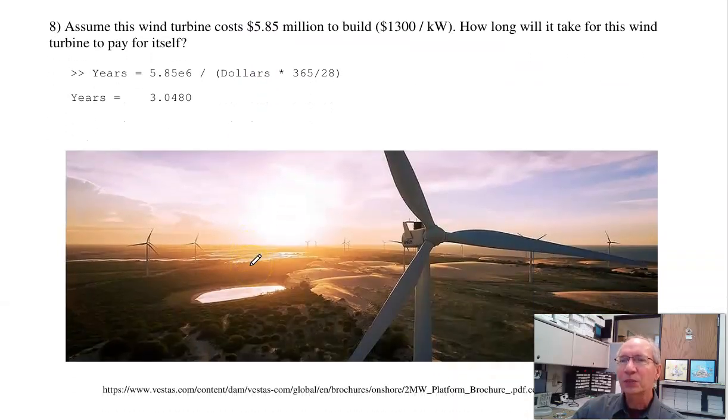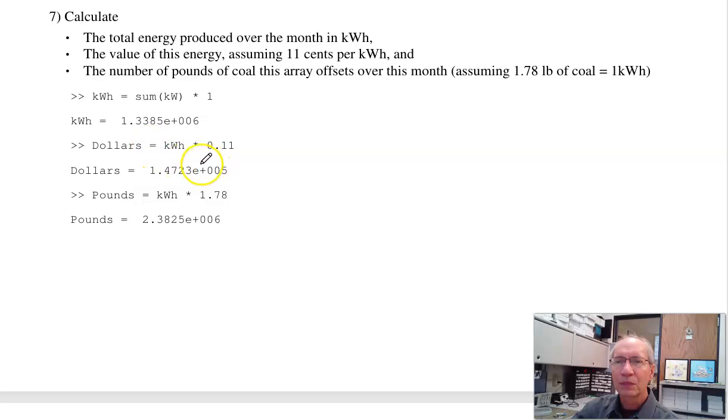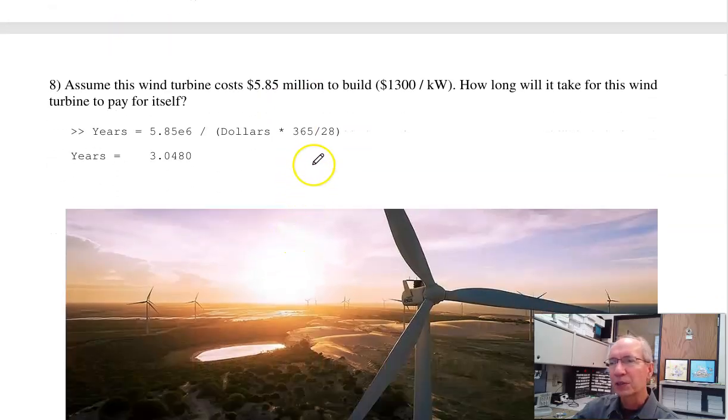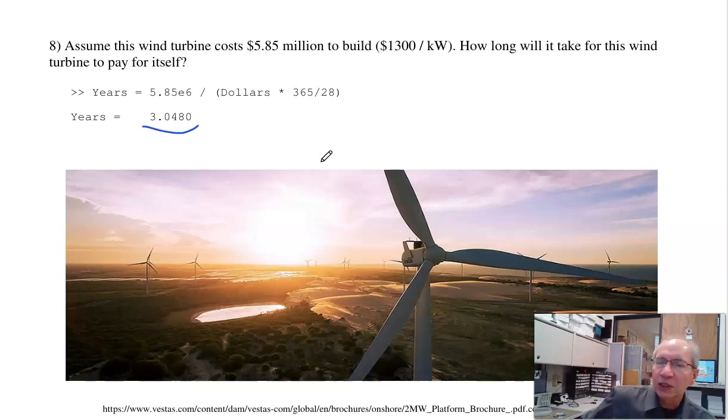How long does the wind turbine take to pay for itself? If it costs $5.85 million and I'm getting $147,000 a month, or every 28 days, it'll take about 3 years to pay for itself. So from an economic standpoint, this is a really good investment. And again, there are a couple assumptions in there that are somewhat iffy, but it kind of gives you an idea. Wind energy is actually very economic.